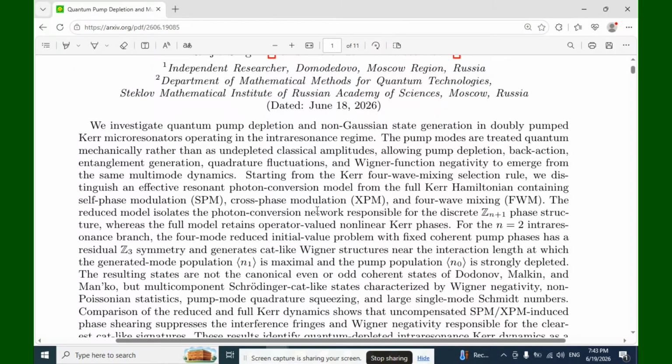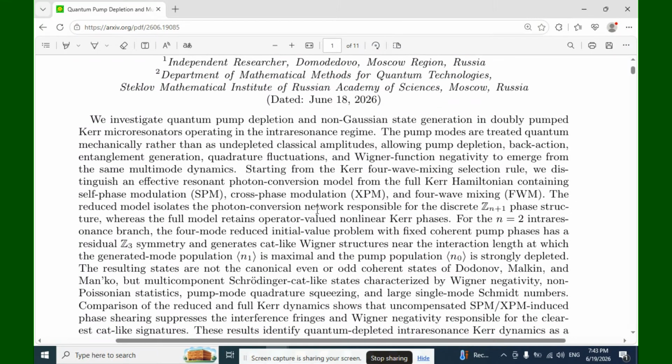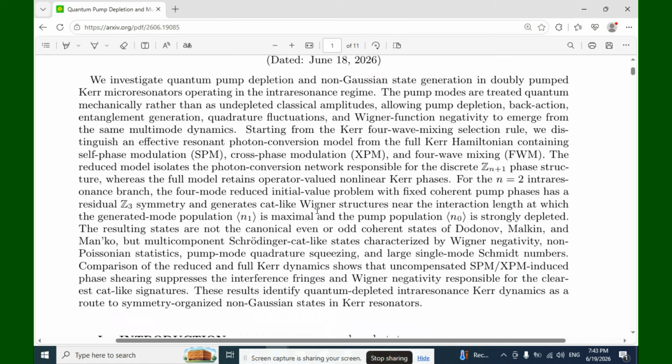We investigate quantum pump depletion and non-Gaussian state generation in doubly pumped Kerr microresonators operating in the intra-resonance regime. The pump modes are treated quantum mechanically rather than as an undepleted classical amplitude, allowing pump depletion, back action, entanglement generation, quadrature fluctuations, and Wigner function negativity to emerge from the same multimode dynamics.